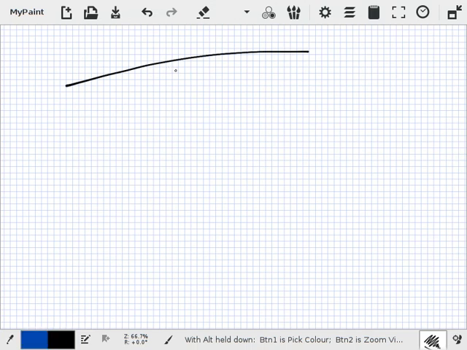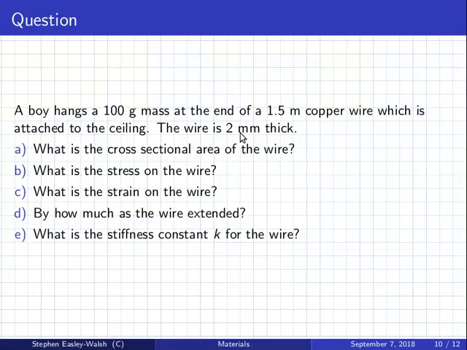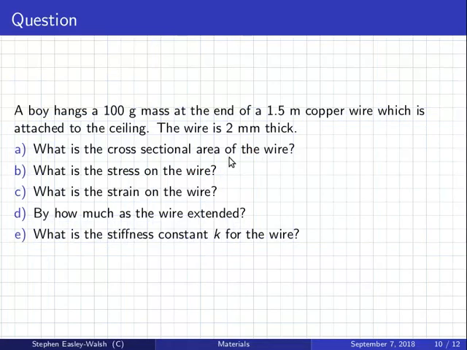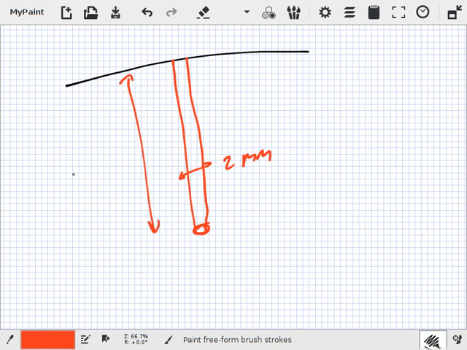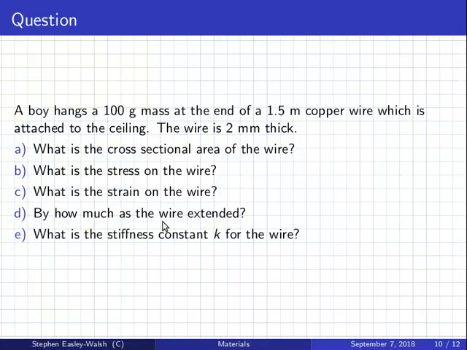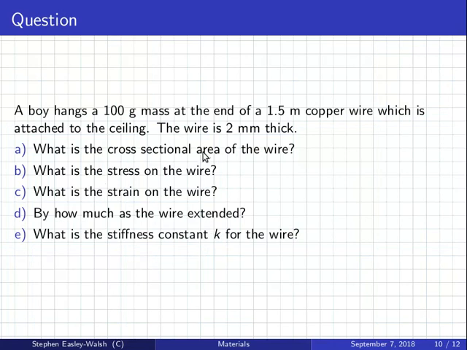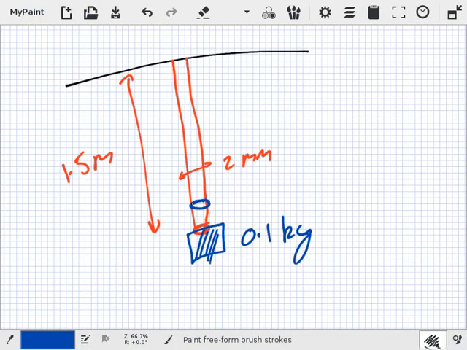So you've got a piece of copper, the copper wire. Now, it's only 2 millimeters thick. So that means here the cross-section is 2 millimeters. It's 1.5 meters long. And there's a 100 grams hanging at the end of it. So my first question is, what is the area? So I want to know, what is this area here?